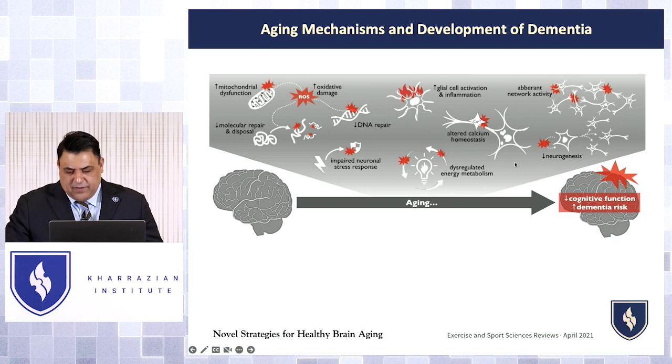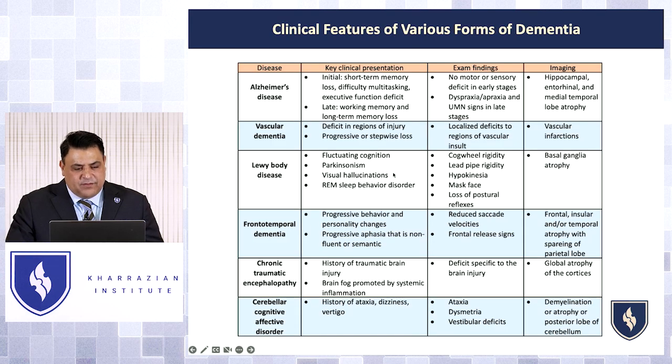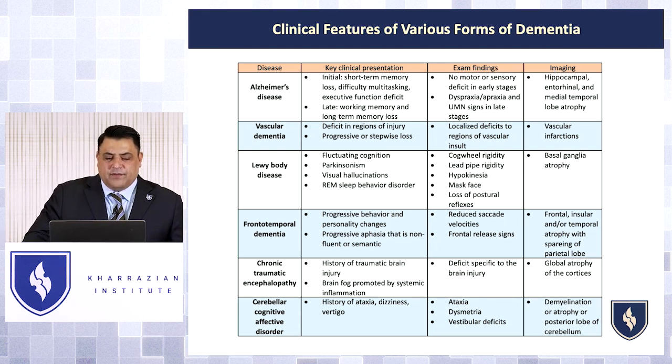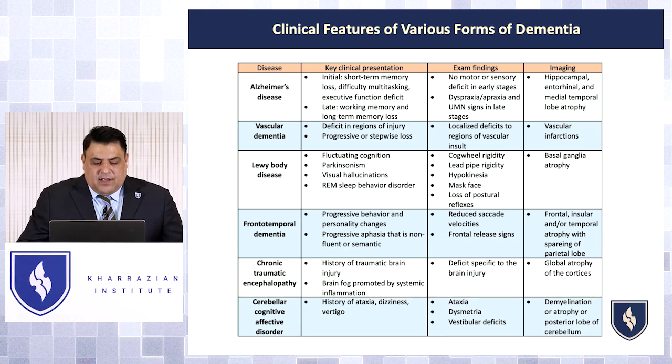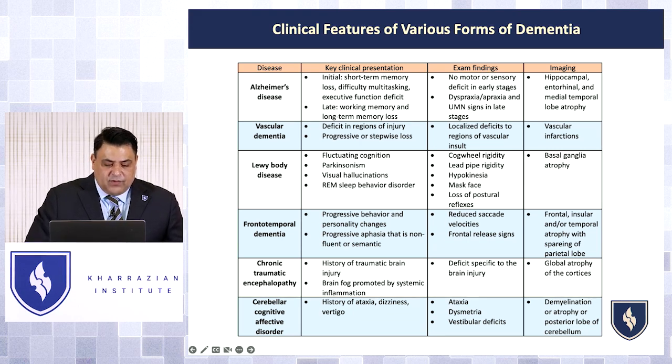Now, when you look at various forms of dementia, Alzheimer's disease is not the only one, though it is the most common. This is a chart of key clinical symptoms, exam findings, and imaging. And we went over this in great detail in the Cross Institute Cognitive Decline course. So if you really want to go deeper into that, you may want to check that out. But every single one of these is associated with expressions of hallmarks of aging. Whether it's Alzheimer's disease or vascular dementia or Lewy body disease, frontotemporal dementia, CTE, brain trauma that then progresses to dementia, cerebral cognitive affective disorder, these are all going to get worse really because of hallmarks of aging being expressed.